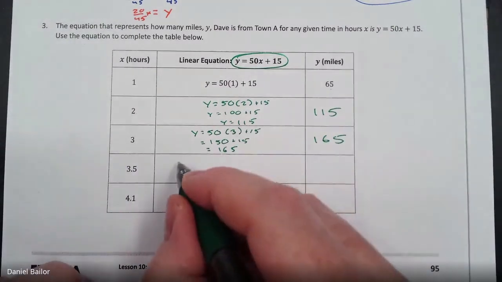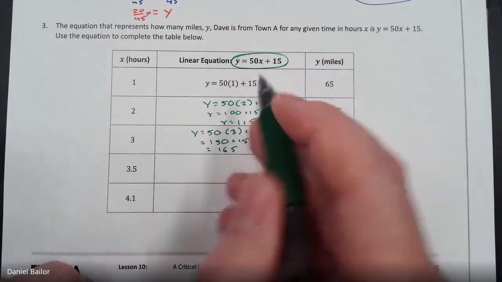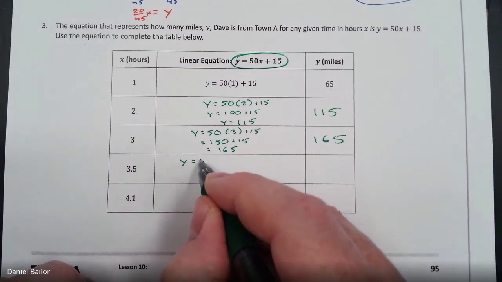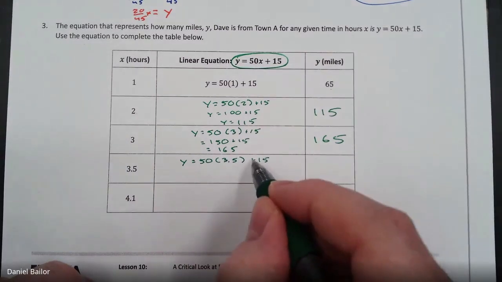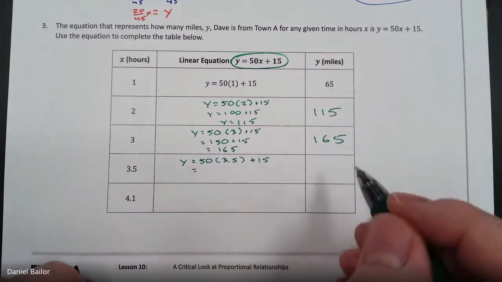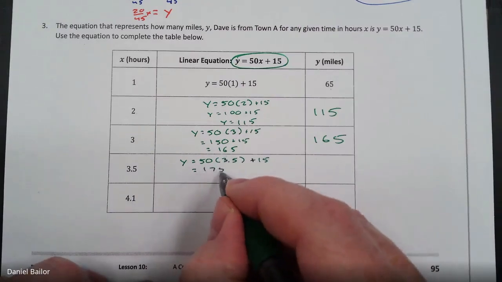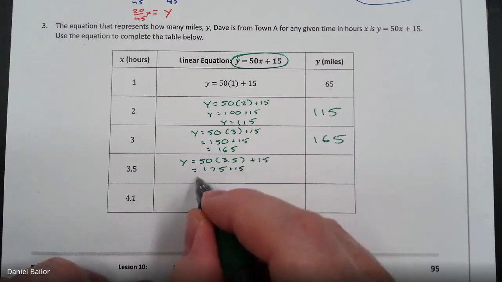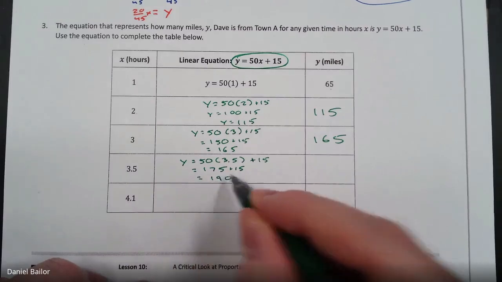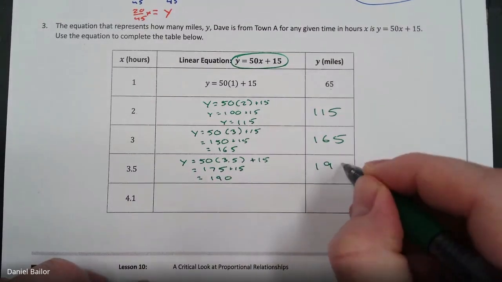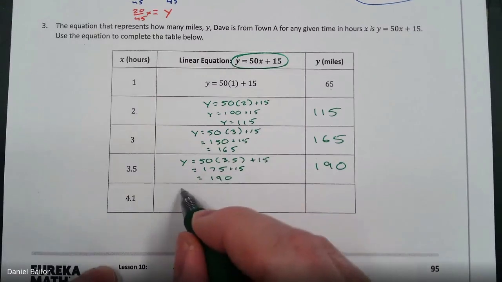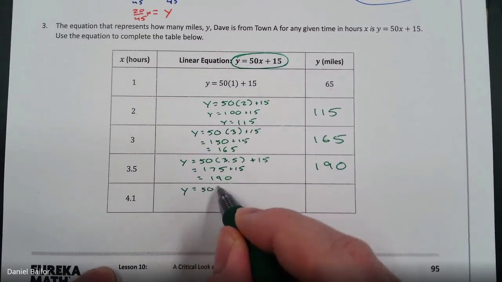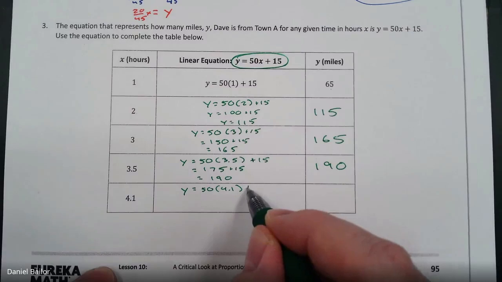In 3.5 hours, even though it's a decimal, we can still use the same equation. That's why these equations are amazing. We just do 50 times 3.5, which is 175 plus 15, which is 190. So in 3.5 hours, Dave is 190 miles away. What about 4.1? Even an odd number like that, we use the same equation, 50 times 4.1 plus 15.